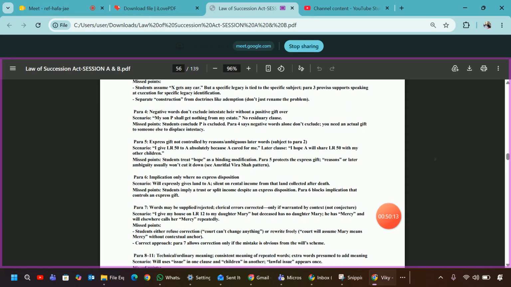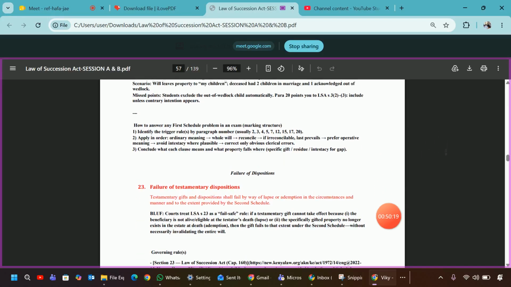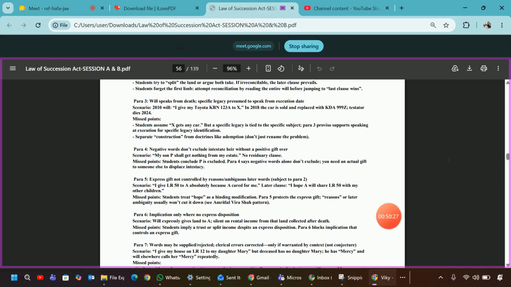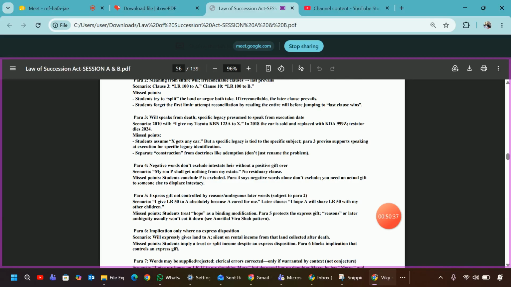So then after we have analyzed all this, paragraph 22, we will see section 23 so that we analyze further. Now we are analyzing the rules that form the various construction arguments to various wills. So paragraph number 4 is that negative words don't exclude intestacy here without a positive gift over. So a scenario is that my son P shall get nothing from my estate. There is no residuary clause. So missed point is that students conclude P is excluded. So paragraph 4 says negative words alone don't exclude. You need an actual gift to someone else to displace intestacy.